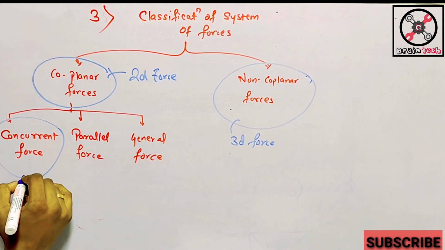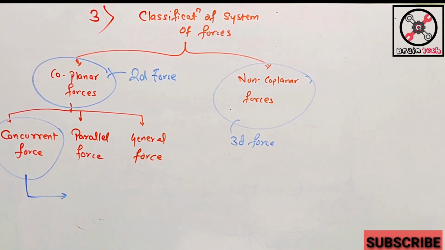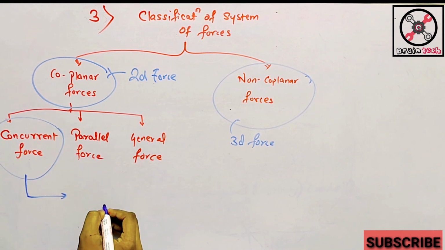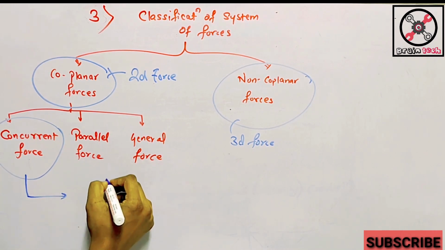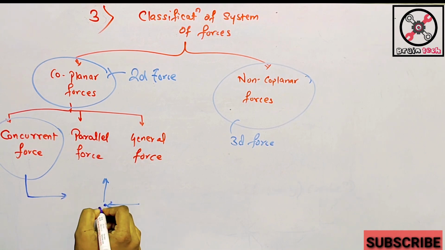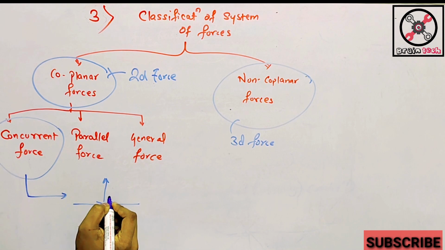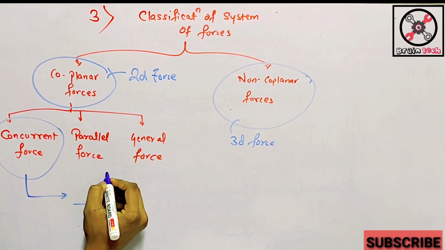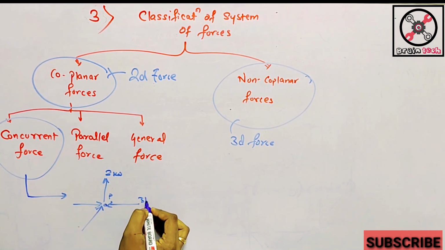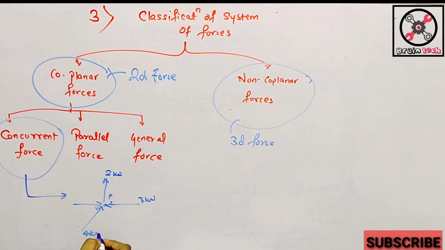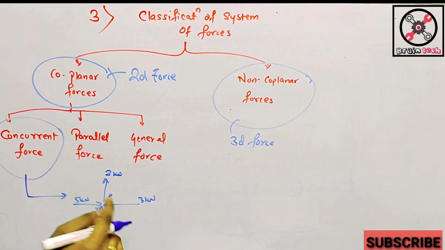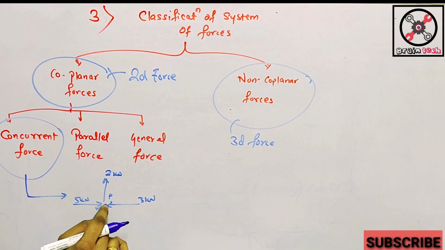Now we'll see what is concurrent system of force. Here is one point and on that one point infinite forces are acting. Suppose that point is A and these are 2 kilonewton, 3 kilonewton, 4 kilonewton and 5 kilonewton. Suppose these four forces are acting on one point. This point is known as point of concurrence. So this is known as concurrent system of forces.